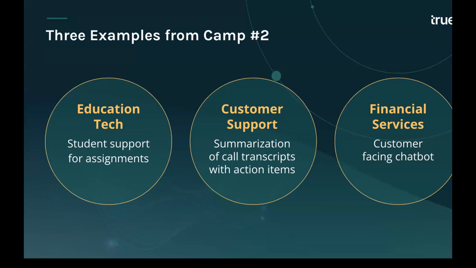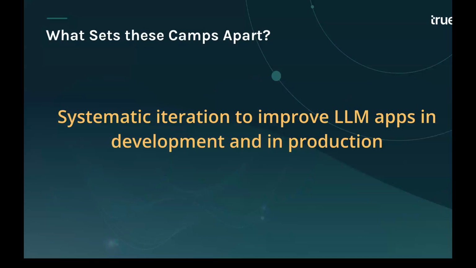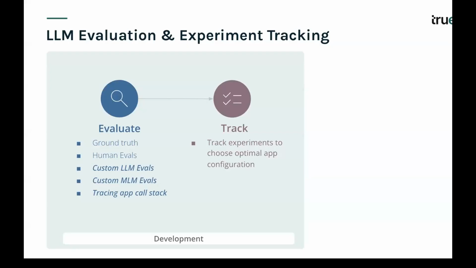And the main difference between the two camps is really just about systematically iterating to improve them, both in development and in production. To do this, whenever you're building an LLM app or making agents, you want to make sure that you're really evaluating your LLM app and agent. If you have ground truth, you can have human evals to look at the answers to see whether they make sense. You can also have LLMs and evals to automate the evals in a certain way as well.